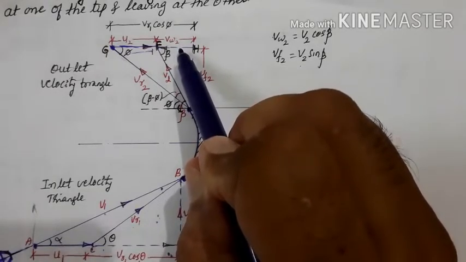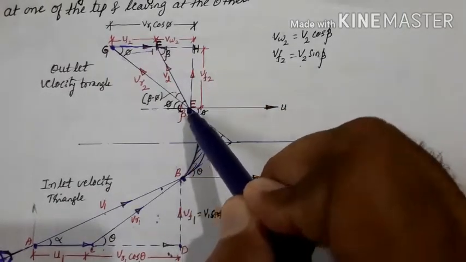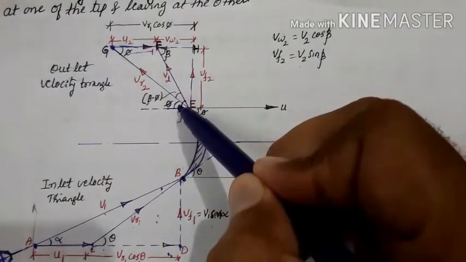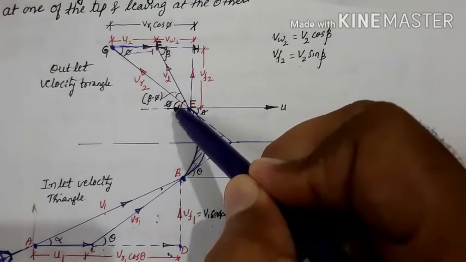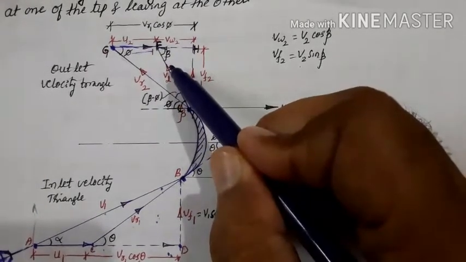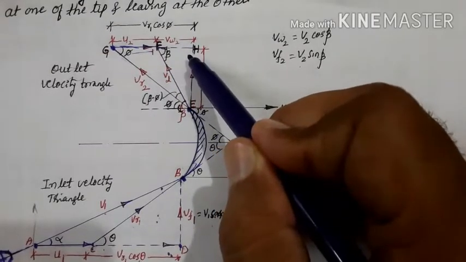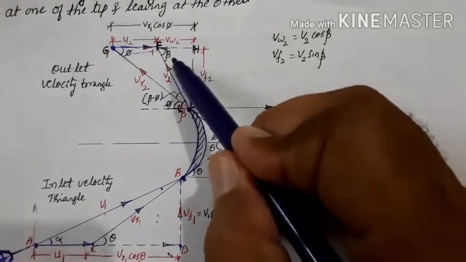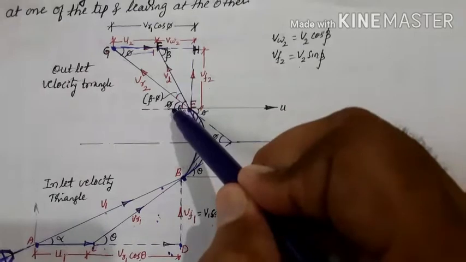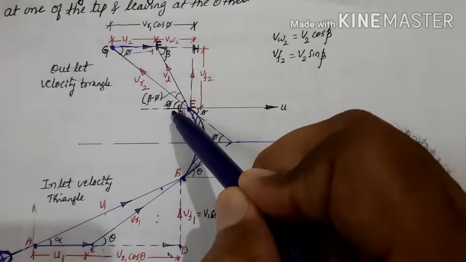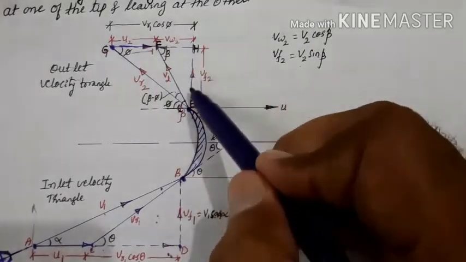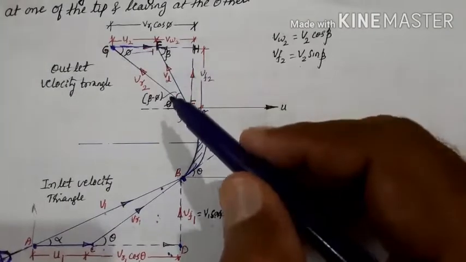Then the angle phi, marked here, is the angle made by the relative velocity at outlet, and that is called the vane angle at outlet. And beta represents the angle made by V2 with the direction of motion of the vane at outlet. And phi is called the vane angle at outlet. And the triangle EGH represents the velocity triangle at outlet.